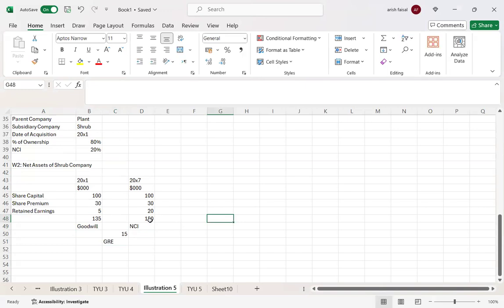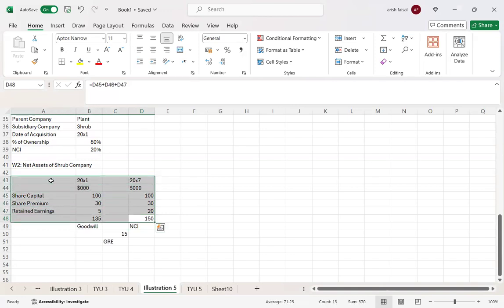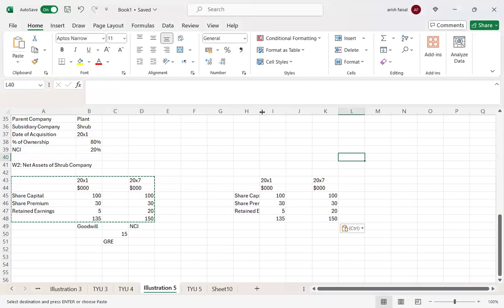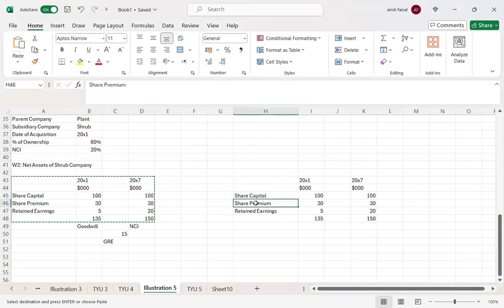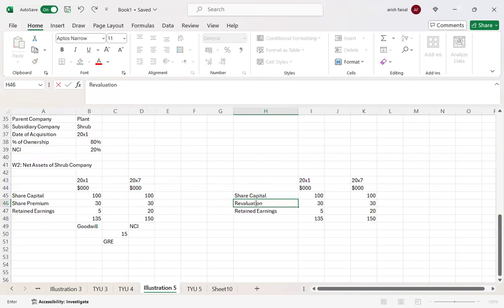However, what I need to make you understand is that it's not, if, let's suppose, you would have a revaluation balance over here. So I'm just going to slightly change this question over here. So here, let's say that this is revaluation surplus. And here, it's not 30, it's actually 20. So now I do understand that this 135 will be used for the goodwill calculation, and this would be used for your NCI.